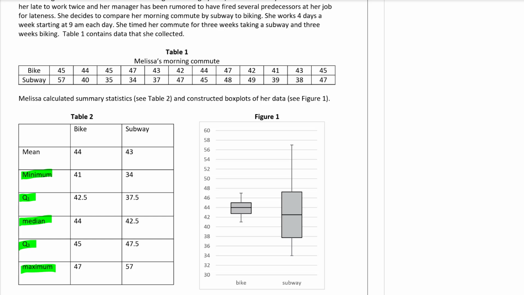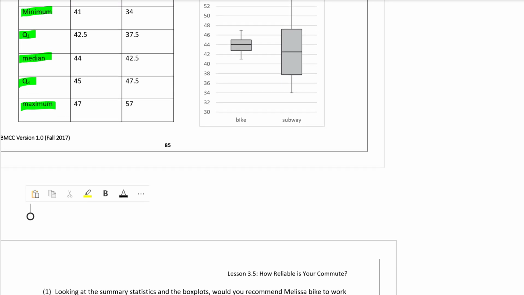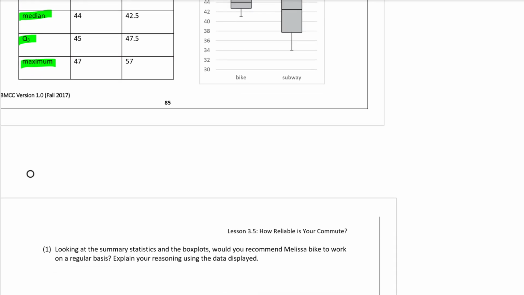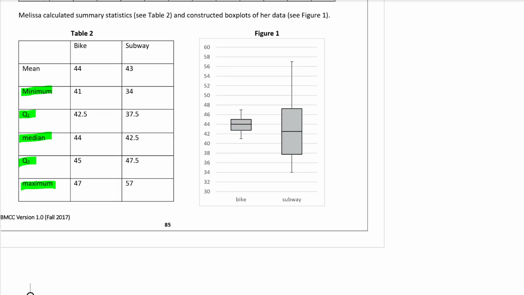So looking at those two, let's go ahead and answer the first question. Looking at the summary statistics and the box plots, would you recommend Melissa bike to work on a regular basis? Explain your reasoning using the data displayed. So would you recommend her biking? I'll give you a moment. So take a look at this. All right, so let's review.